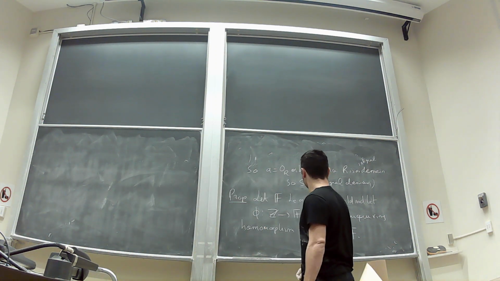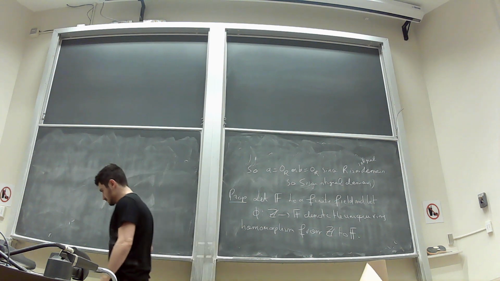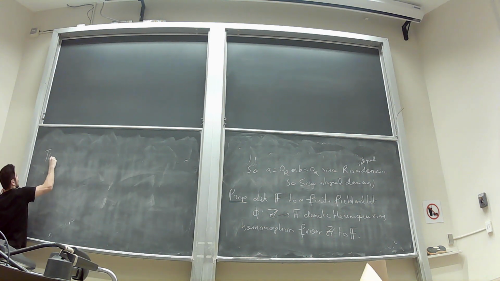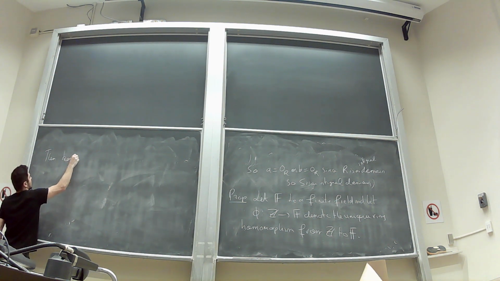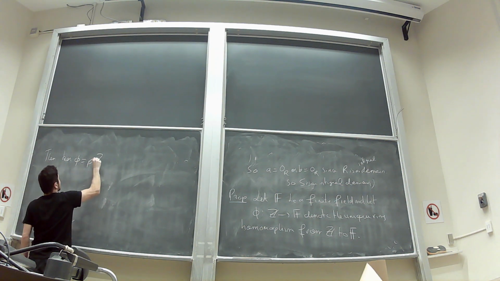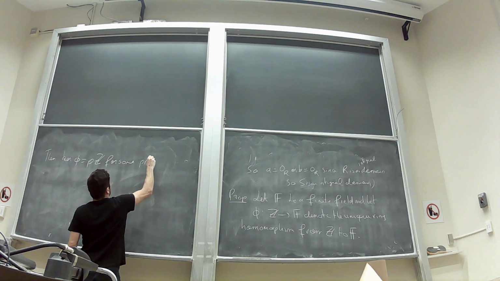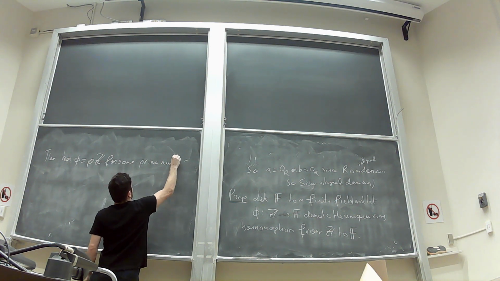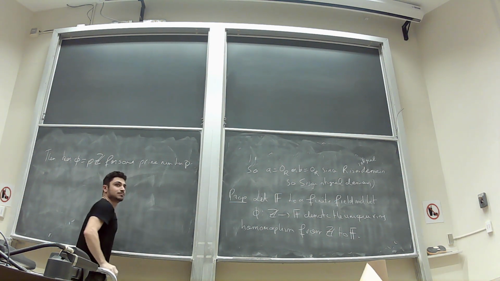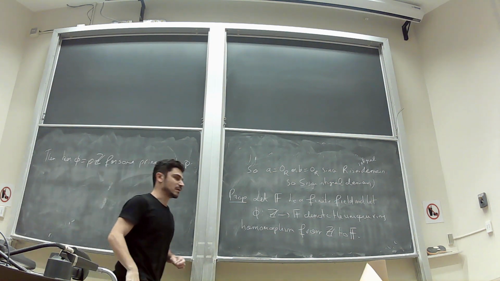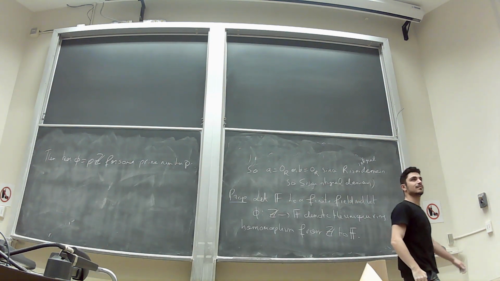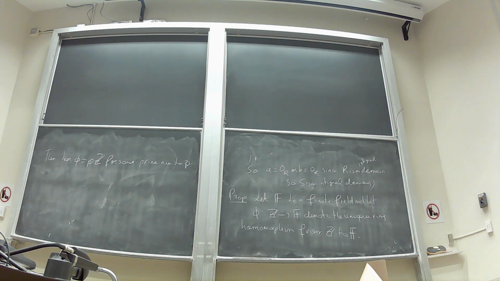Then what? Then the kernel of phi is equal to PZ for some prime number. So if you have a finite field and you consider this phi map, the kernel must be the ideal generated by a prime number.